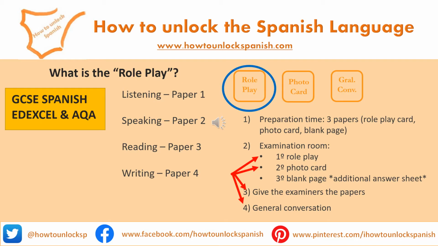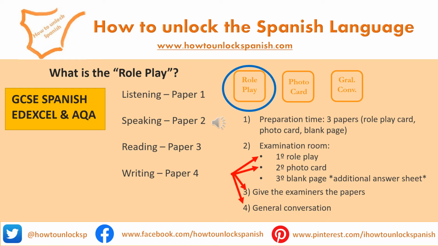First, we need to start by saying what we mean by role-play. If you already know about this, just skip this part. Just go to the description below and click on the seconds in the table of contents. So in the Spanish speaking exam, we have 4 papers. The speaking is one of the papers, paper number 2, but in fact it's the first one you will take. You will do your speaking before any other GCSE exam. This is because the teacher has to take out the students and test them one by one. So the speaking has 3 parts. The first part is the role-play, the second one is the photo card, and the third one is the general conversation with 2 different topics.